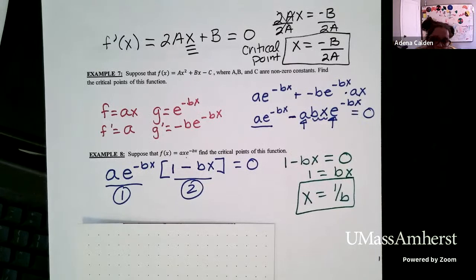So if I knew the value of b, if I knew b was 7, right, then I would know that the critical point is 1/7. If I knew b was 10, I would know the critical point is 1/10, right? So I'm able to find a general way to talk about this critical point, okay? So that's on sort of generalized critical points.